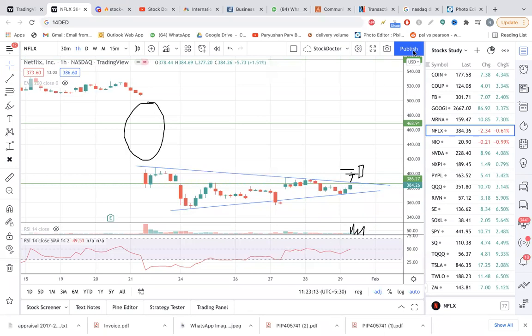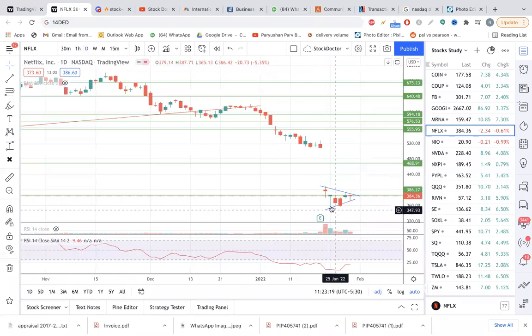Because if you see in the daily time frame, after it gave a breakdown, it created a kind of dragonfly doji, and then it again went down, and again it created doji patterns.